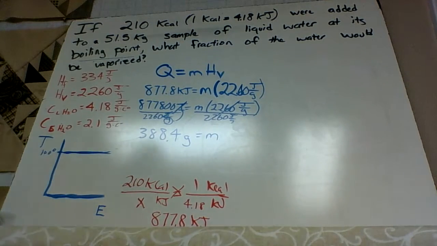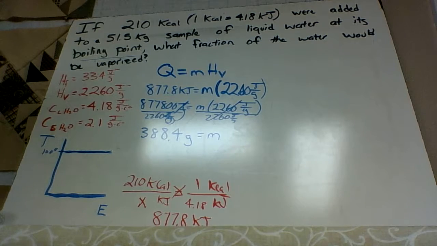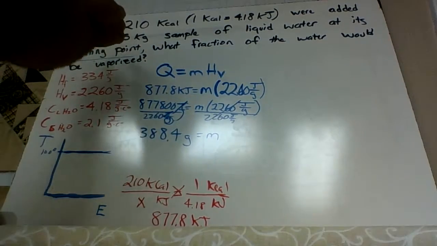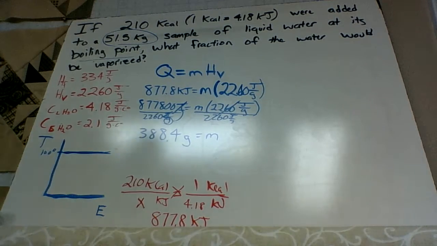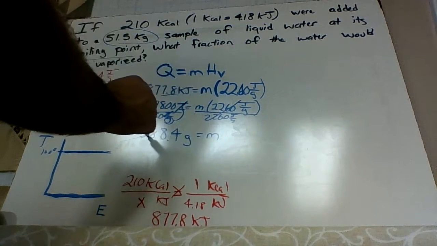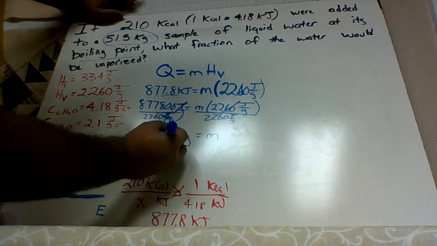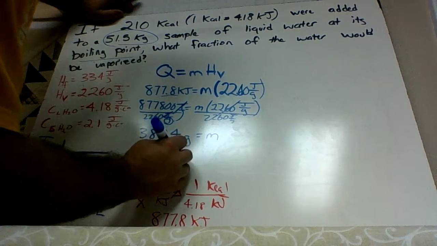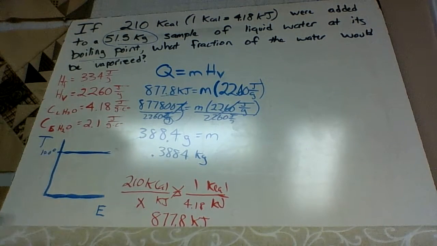Now, it asks for what fraction. Well, what fraction is actually going to be very small, if you can see this. Because overall, the amount of total liquid that I had was 51.5 kilograms. But I only vaporized, according to this, I only had enough energy to vaporize 388.4 grams. So to get the fraction, all I need to do is move the decimal 3 spots to the left to make it back into kilograms, 0.3884 kilograms. And this is the mass that was actually vaporized.